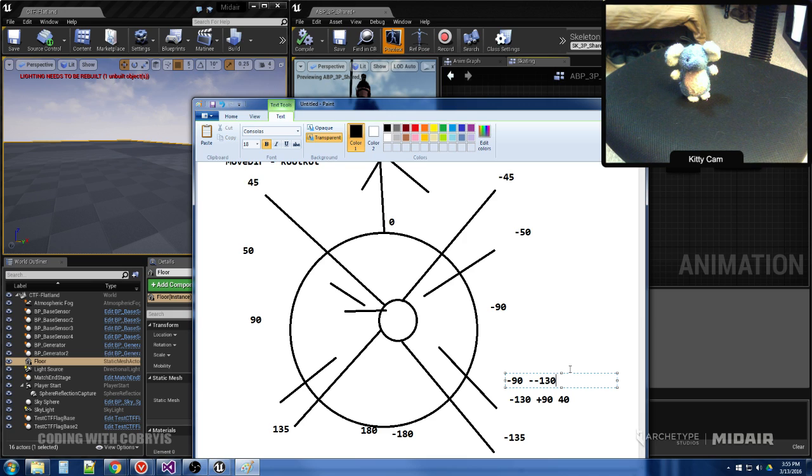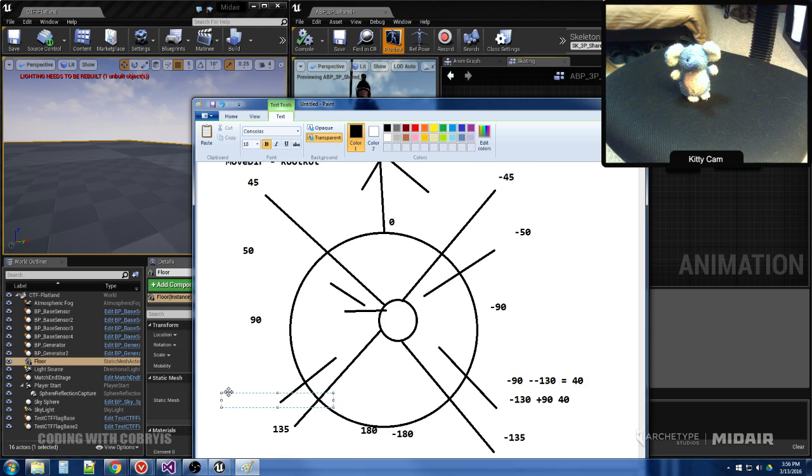You need to know MS Paint like the back of your hand. Really, that's all you need to know for game development, actually. Alright, so negative 90 plus 130 is also 40.